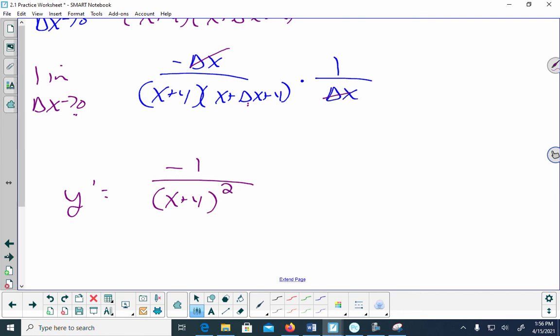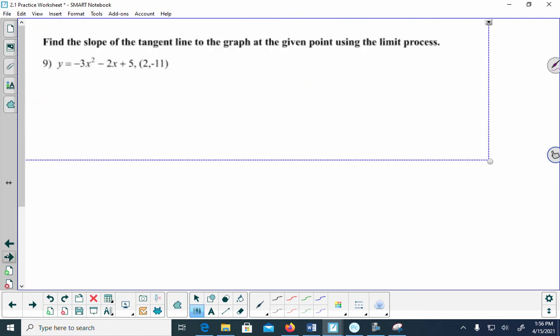Okay, the next one, it says find the slope of the tangent line of the graph at the given point using the limit process. So when I did the answer key, I did the limit process where I put in c and subtracted c. And you can do that, but then I thought, why did I do that? Why shouldn't I just do the alternate form? So on the video, I'm going to do the alternate form. Either one is correct. In fact, you could do exactly what we just did, with x plus delta x, f of x plus delta x minus f of x all over delta x, and then substitute in 2 at the end. You can do that as well.